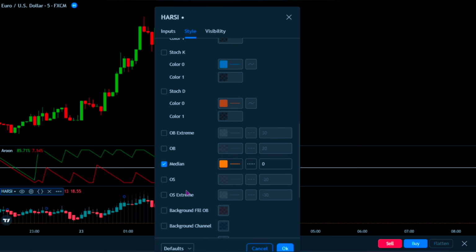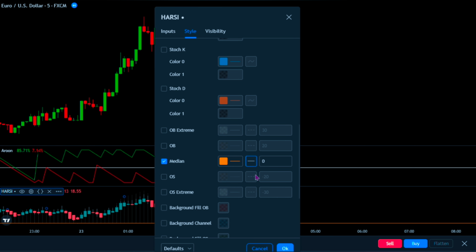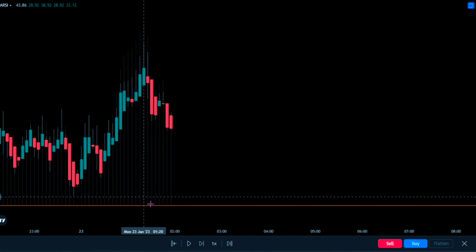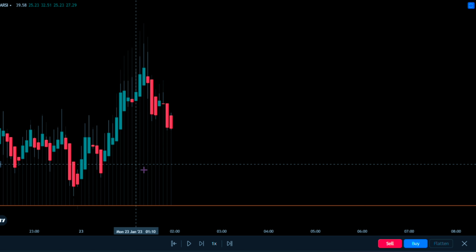When you are done, change the median to line. Click on the OK button when you are done. And we have our indicator looking like this. Now the rules here are simple as well. Remember, we are hunting to buy in the market.